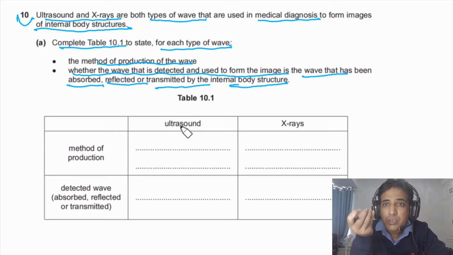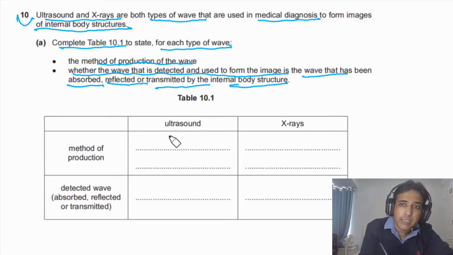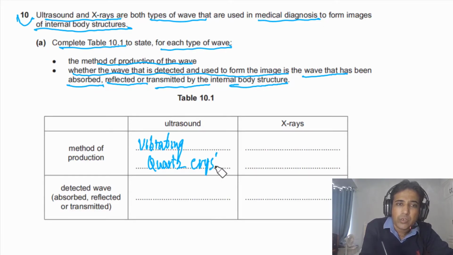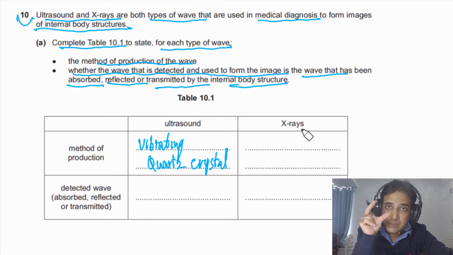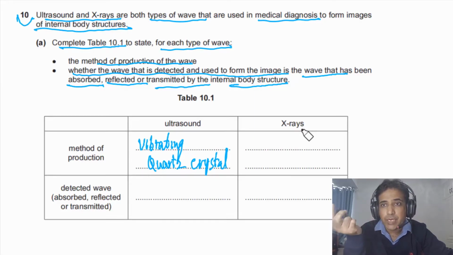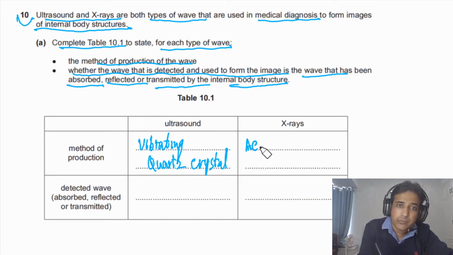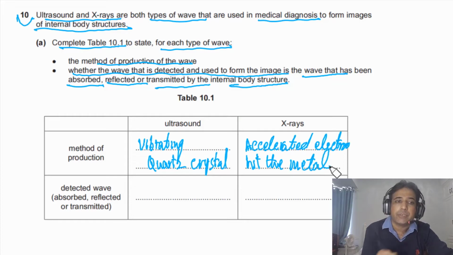How do we produce ultrasound waves? Just by vibrating a quartz crystal. So simply we can write here: vibrating quartz crystal. How do we produce X-rays? When accelerated electrons are decelerated, we produce X-rays. Or simply you can say when accelerated electrons hit the metal target, we can produce X-rays.